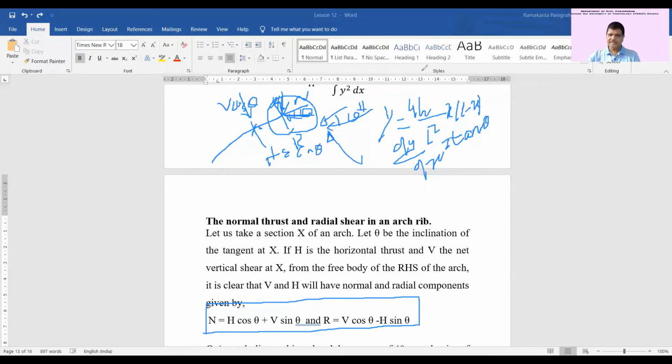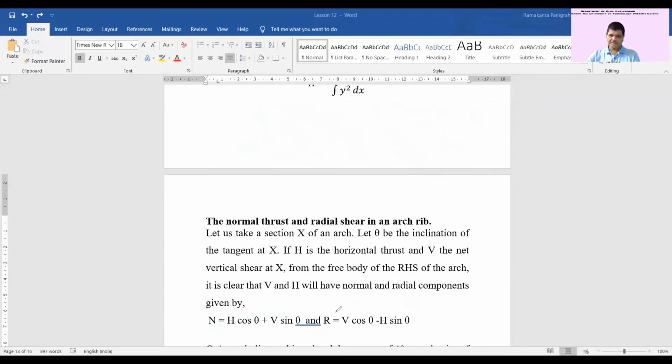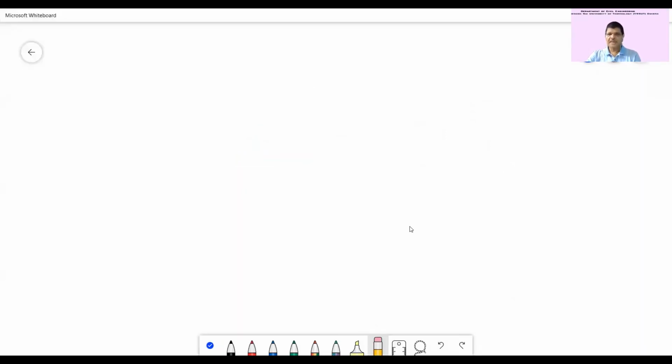So this is the theoretical background on parabolic arches, and depending on this, we will try to find out the answers to some problems. We will do some problems on fixed arches. Now we will go to the problem of a parabolic arch subjected to concentrated loads.